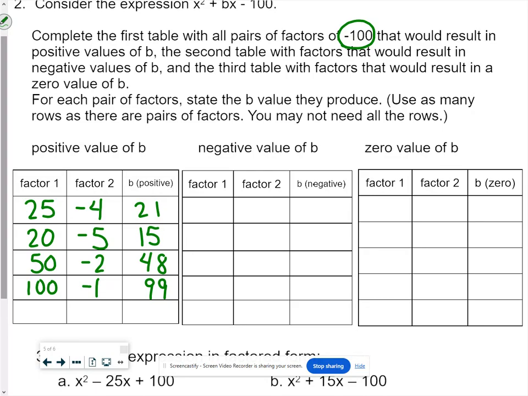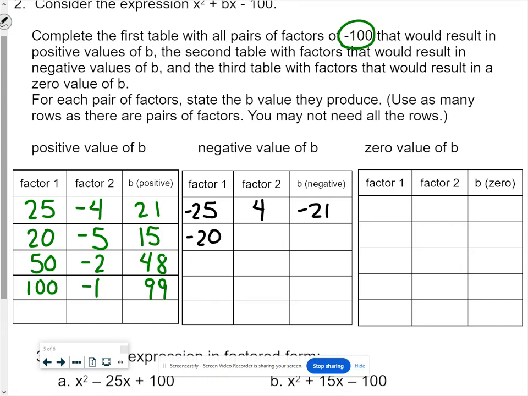For my negative values of b, I have all of these different factors, and I got positive b values when the bigger number was positive. Well, what if I make the bigger number negative? So I could have negative 25 and positive 4. That would give me a negative 21 when I add them together to get my sum.